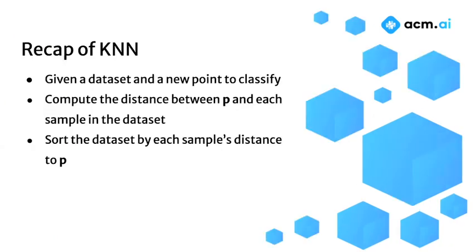All right, a recap. Given a data set and a new point to classify, we compute the distances between that point and all of the data in our training set. Then we sort the data set by the smallest distances. We take the top k values and find the most common occurring value in those top k values, and that is what we use as our classification. Do we have any questions so far on how KNNs work? All right, cool.